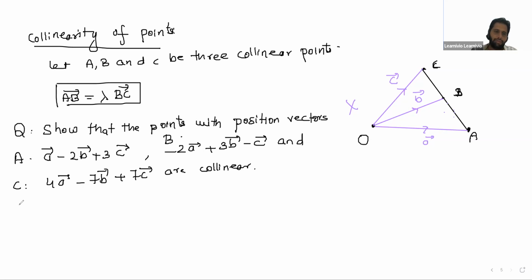Yes, Nabil, please check here. These are the points which have the position vectors. What you need to do is find AB. You can find AB or AC, it's your choice. So please find AB and next find BC. Then you will get AB is equal to lambda times BC. Please try this and share your answer.